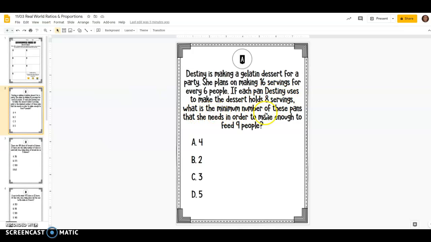What is the minimum number of these pans that she needs to make enough to feed 9 people? Okay, so they give me an original ratio, they give me another quantity, and I'm solving for a missing one. So we have to set up our ratio proportion here. Set up our word proportion, set up our original, and then set up for our missing one. Then you would solve for that.